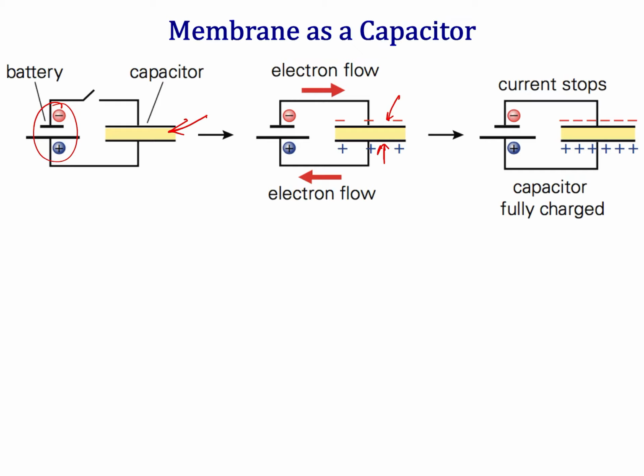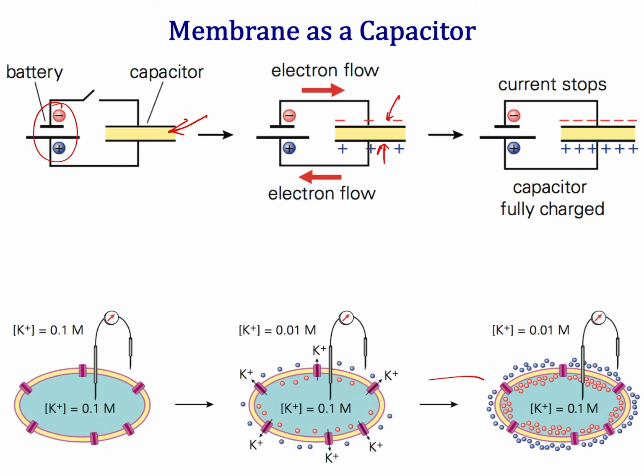Now, if you take a cell containing 0.1 molar potassium ions, and the outside concentration of potassium ions is also 0.1 molar, then no ions are flowing across this cell. If I immerse this cell into a medium containing a lower concentration of potassium ions, potassium will start flowing out through the cells through these channels, which are called resting potassium channels, which are always open.